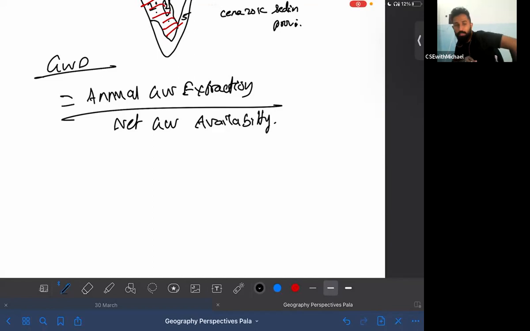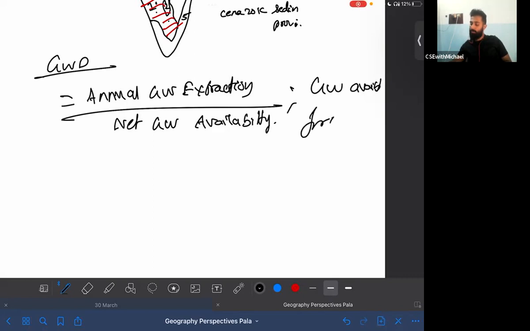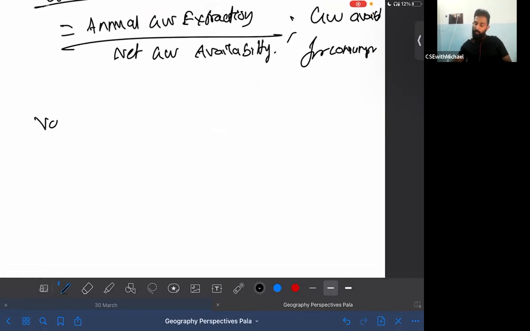So groundwater development is equal to annual groundwater extraction by net groundwater availability. So this basically shows groundwater available for consumption for different uses by the humans. So that's the basic thing. Now we can look at the various categories of groundwater development.